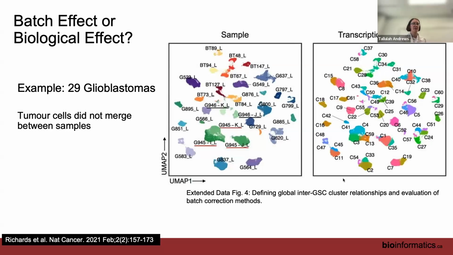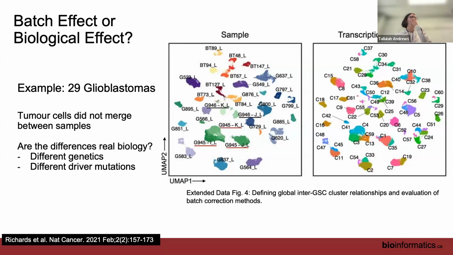Here's another example. Is this a biological effect or a batch effect? Here we have 29 glioblastomas, and we're only looking at the tumor cells. On the left, they're colored by sample, and on the right, they're colored by the clusters we get when we do our standard single-cell RNA-seq analysis pipeline. And you can see again that the tumor cells aren't merging between different individual samples. Right? We have approximately 1 cluster per tumor here.